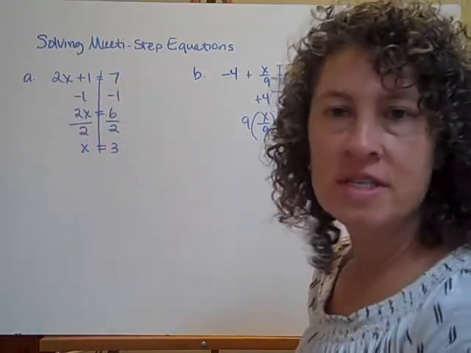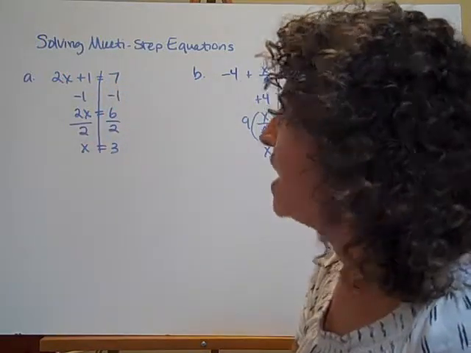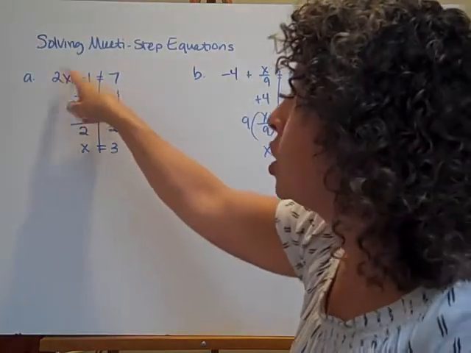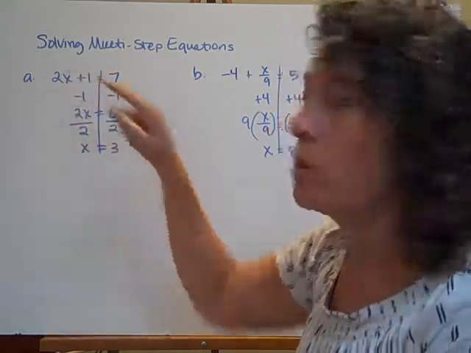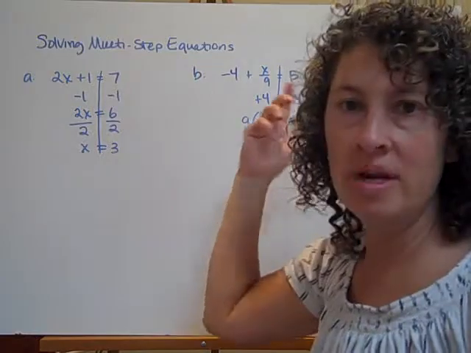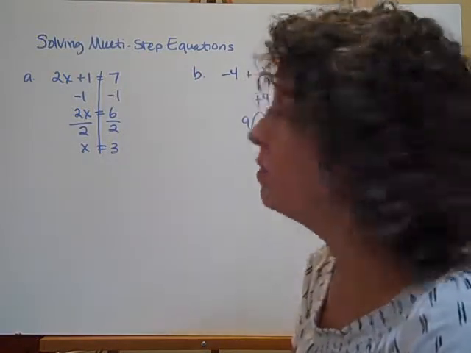So we don't have any parentheses here. We don't have to worry about that. We don't have any exponents. We don't have any like terms that we need to combine over here. 2x plus 1, they're not like terms. 7 is all by itself, so there's nothing exciting to do over here on the right.